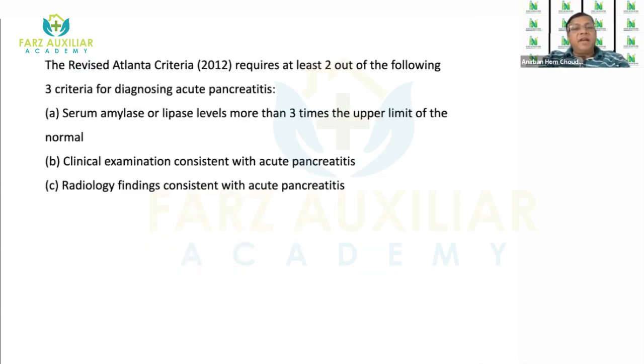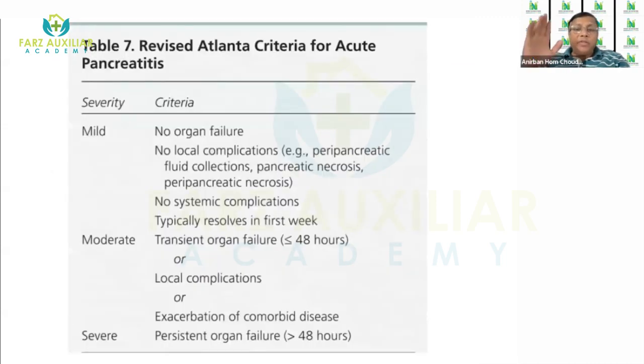And the revised Atlanta criteria requires at least 2 of the following 3. So you will have to remember that serum amylase or lipase levels more than 3 times the upper limit, clinical examination and radiological examination, both should be consistent with acute pancreatitis. Now, on the basis of revised Atlanta criteria for acute pancreatitis, it can be categorized into mild, moderate, and severe. This is also a very important chart. Questions can be framed on the basis of this chart.